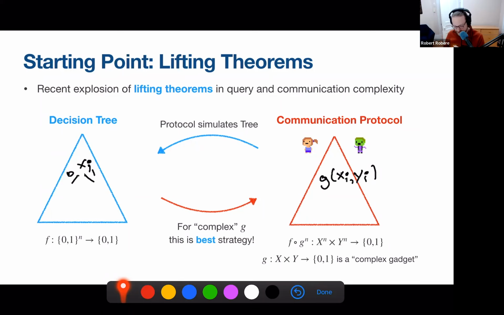The second reason is that it's very, very flexible. I can start with any function I want, or as we'll see, it doesn't even have to be a function. It could even be a search problem. And just by composing with this gadget g, I arrive at a hard function for communication complexity. This gives a lot of flexibility when you're trying to construct hard functions for proving different kinds of lower bounds and upper bound results.